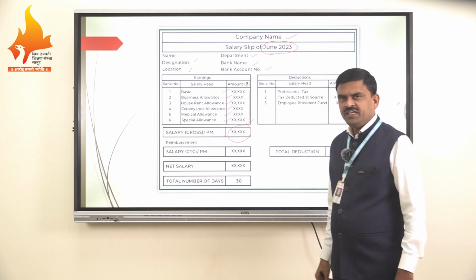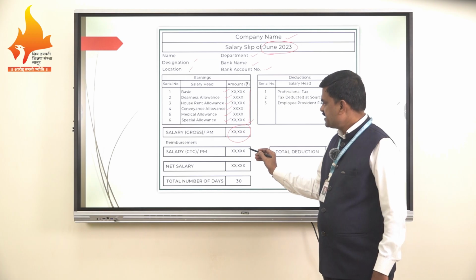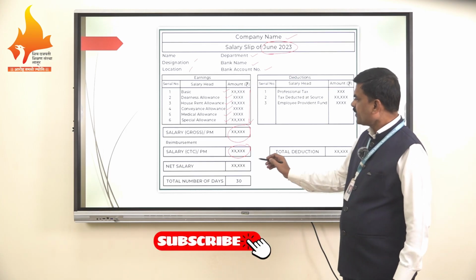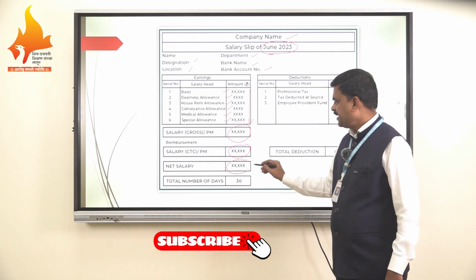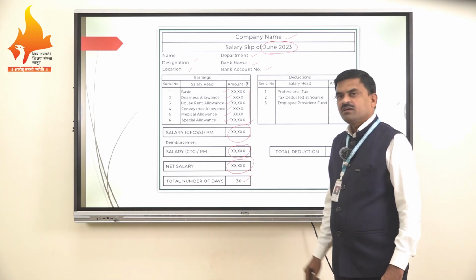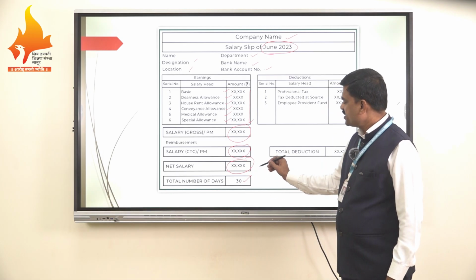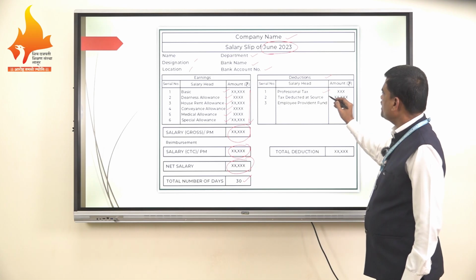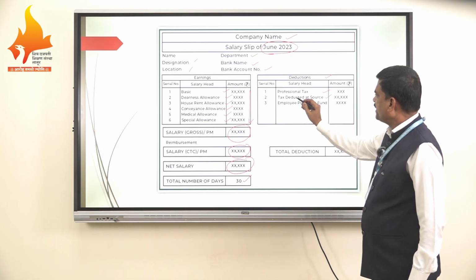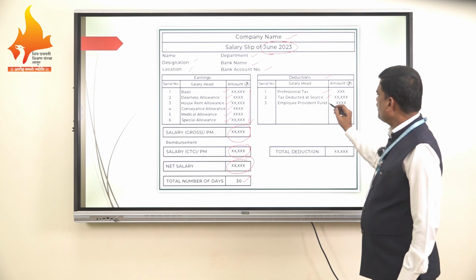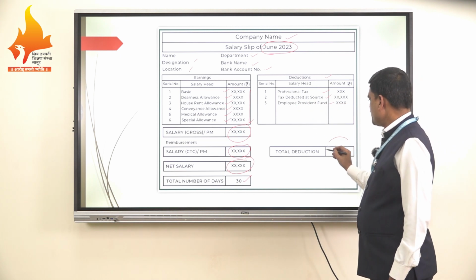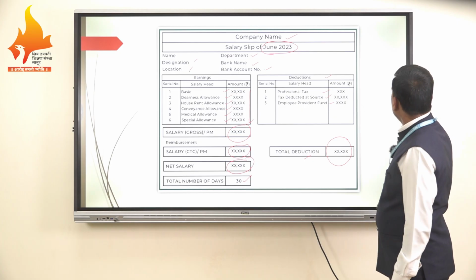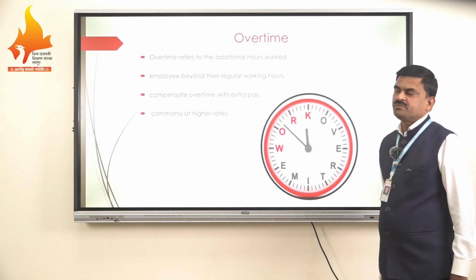Then the reimbursement, if any, the organization pays, that is the medical expenses, can be included here. And the net salary is written here. The total number of days the organization has recorded in which the employee was present in the organization. Here the deductions are recorded, such as professional tax, TDS, that is tax deducted at source, and employee provident fund, that is EPF. So here is the sum of total deductions. So this is the sample salary slip or pay slip.